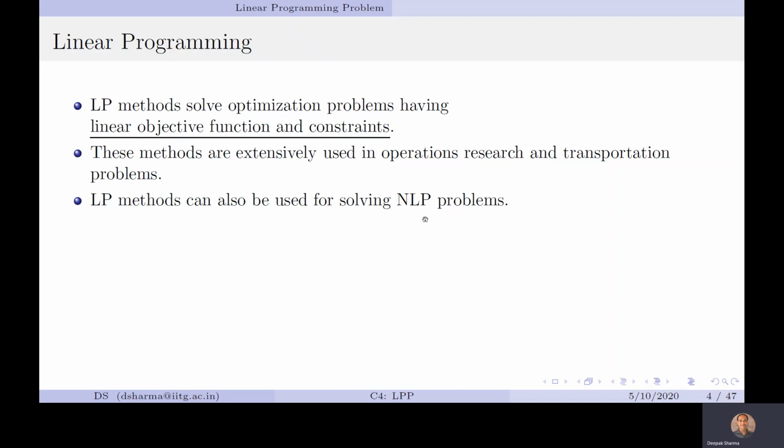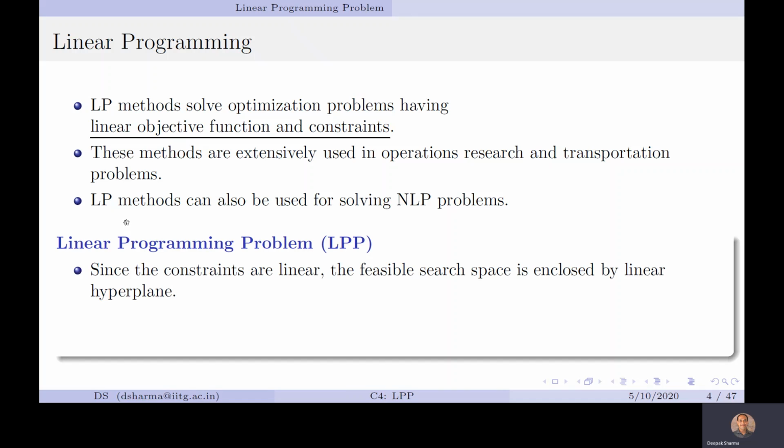Now, when we are solving such kind of NLP, after approximation, we can use LP methods such as the simplex method to solve them. In a linear programming problem, we know that the constraints are linear. It means that the feasible search space, that is enclosed by the constraints, is a linear hyperplane.